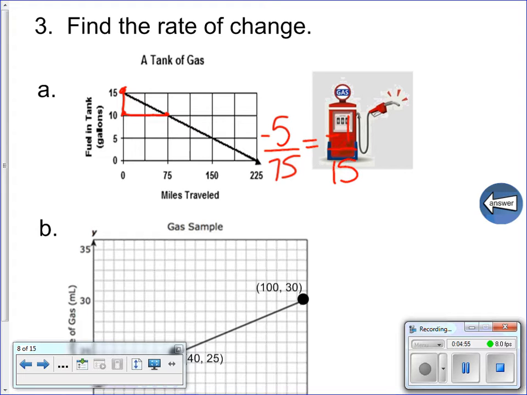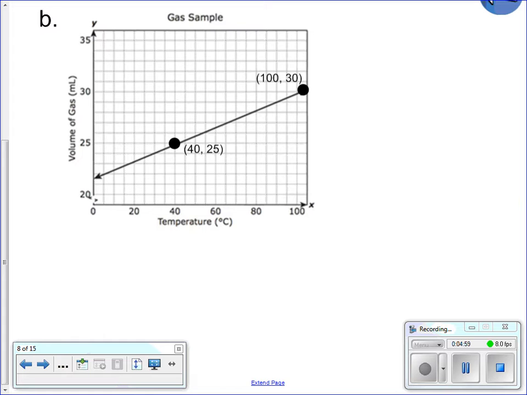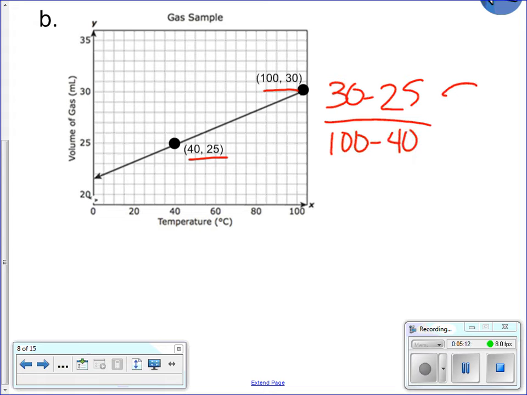Let's look at B. So we've got 2 points here. Remember, it's the change in y over the change in x. So I'll use these 2 points, and 30 minus 25 over 100 minus 40, that's 5 over 60, which simplifies to 1/12.